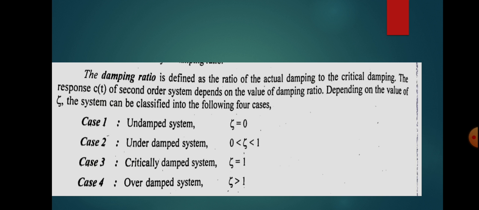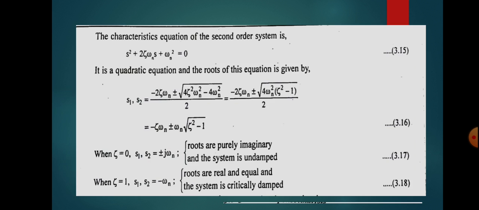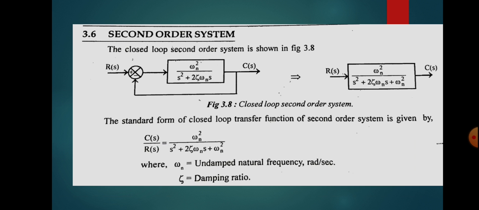The first case is the undamped system, in which delta is equal to 0. Second is the underdamped system, in which delta is between 0 and 1. The critically damped system has a delta value equal to 1, and the overdamped system has a delta value greater than 1. We can analyze each case differently, and before that we have the transfer function as omega n square by s square plus 2 delta omega n into s plus omega n square.